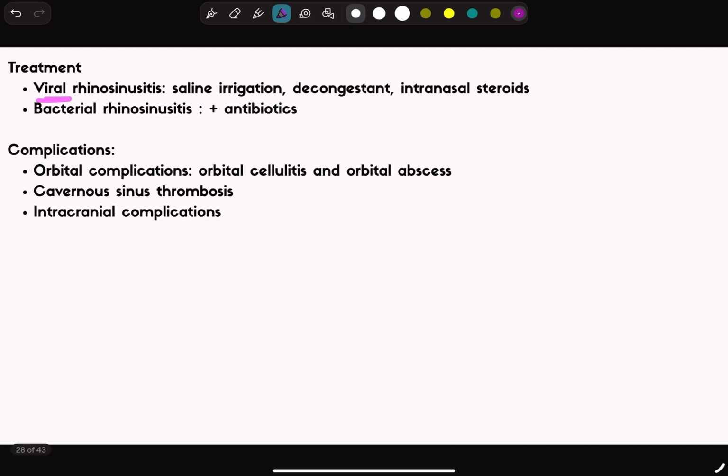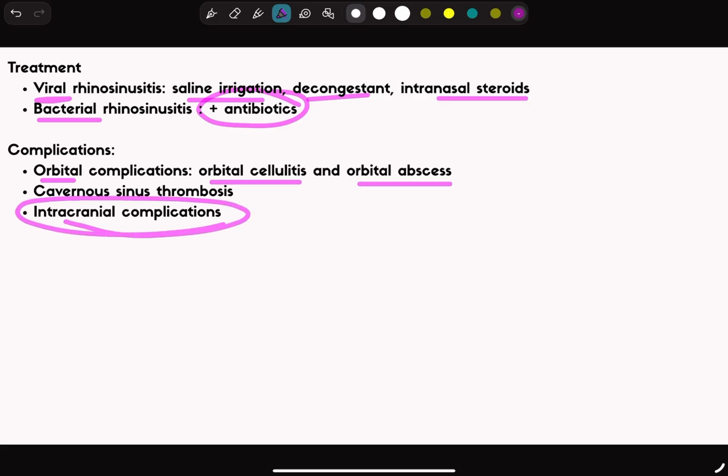So if it's just viral, then we will give saline douching, decongestants, steroids. However, if it's bacterial rhinosinusitis, then we will involve antibiotics as well. Because bacterial sinusitis can cause some complications, like it can go to the orbit, to the eye, and it can cause orbital cellulitis, orbital abscess, even brain abscess, etc., etc. So it's very important that we treat it properly with antibiotics.